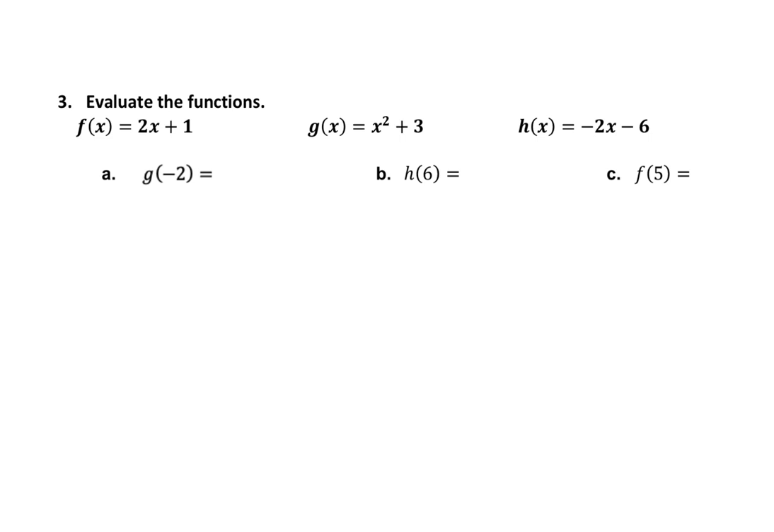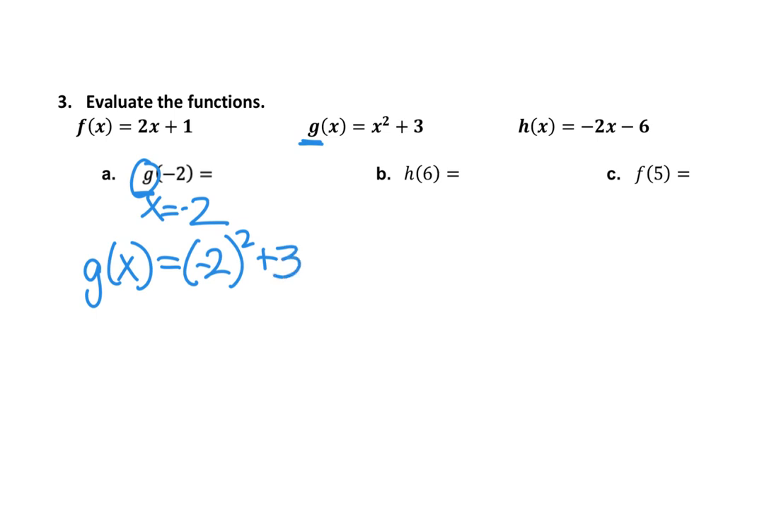All right, for number 3, we've got evaluate the functions. Notice how we've got f of x, g of x, and h of x. When you are evaluating these, make sure that you're using the right function with the numbers that you're given. So for this first one, we have g of negative 2. Remember, x is equal to negative 2. So g of x is equal to x squared plus 3. Now remember, it's a negative, so it has to have parentheses. Negative 2 times negative 2 is 4, and then 4 plus 3 is 7.